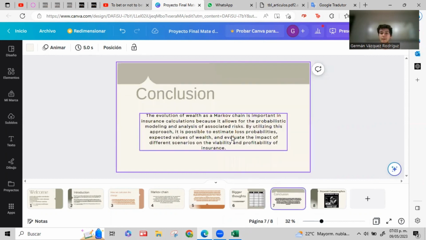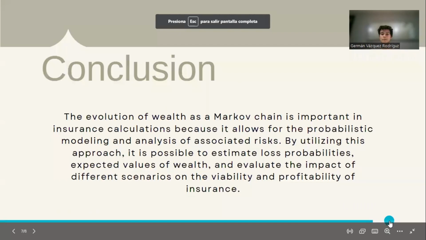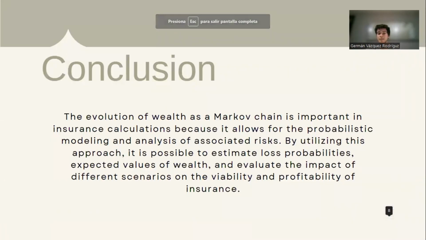In conclusion, the evolution of the wealth as a Markov chain is important in insurance calculation because it allows for a probabilistic model and analysis of associated risks. By using this approach, it is possible to estimate the losses, the loss probabilities, and expected values of the wealth, and evaluate the impact of different scenarios on the viability and profitability of insurance. We know in future if this case is going to work for us, and if we need to reduce the risk or increase our funding, our income, etc.